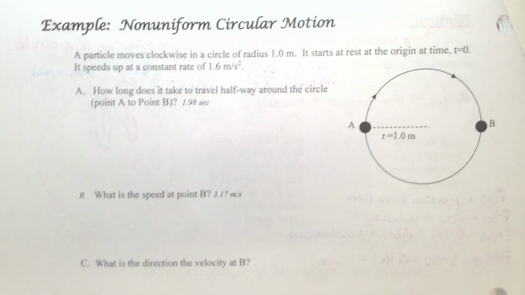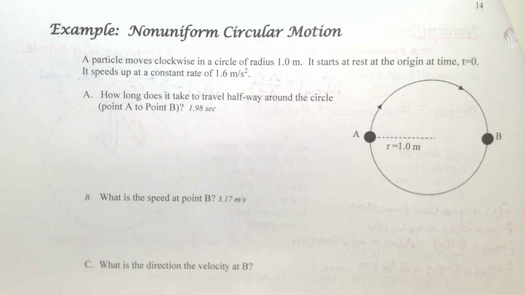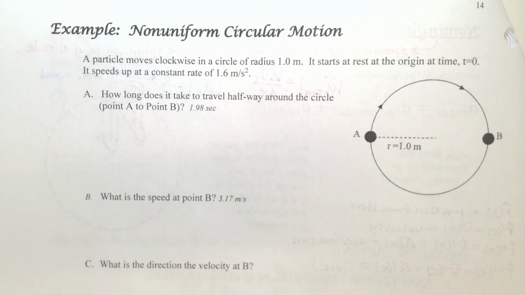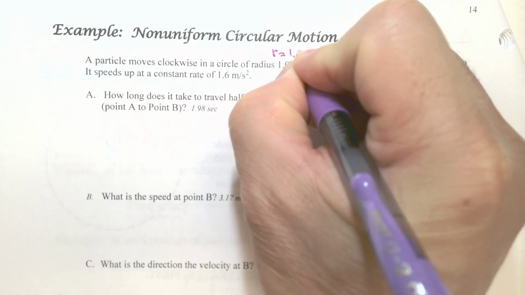All right, so welcome back. So, a non-uniform circular motion example problem here. A particle moves clockwise in a circle of radius 1 meter. It starts at rest at the origin at time t equal to 0, and it speeds up at a constant rate of 1.6 meters per second every second. So just from that, what's given to us? What do we know? We know the radius, r, is simply 1.0 meters.